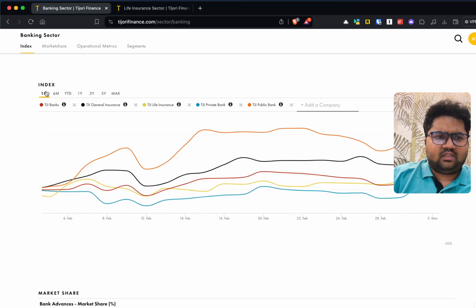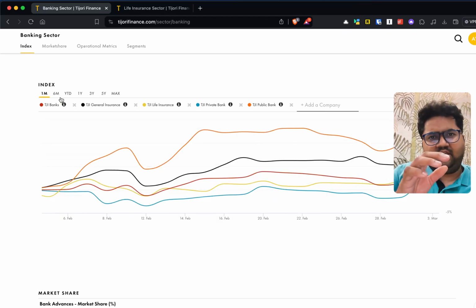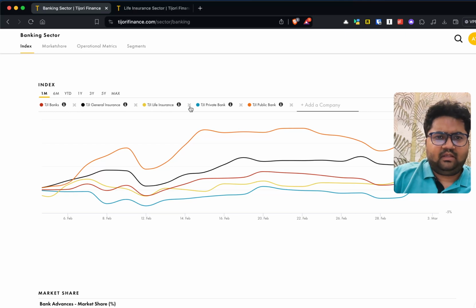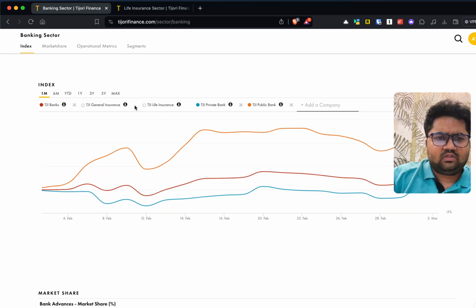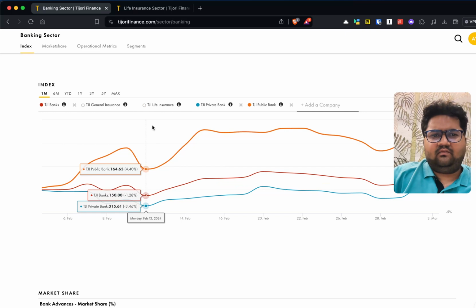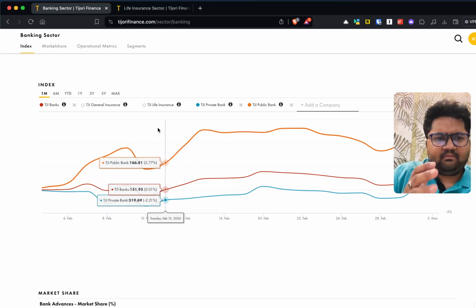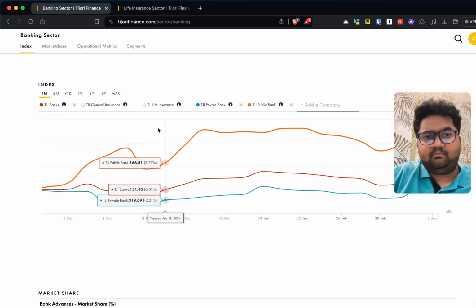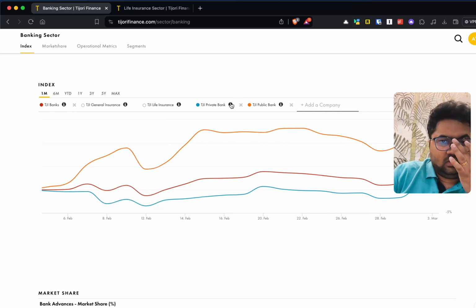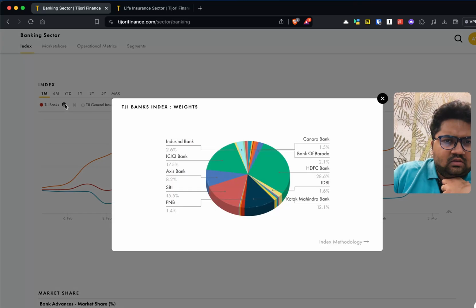Now, as I talked about in the previous video, they have created certain indexes, which are bank indexes, general insurance, life insurance, private bank, and public bank. So I'm going to remove the insurance pieces here and have only bank. So private bank, public bank, and banks in general. I'm pretty sure there's some sort of an overlap across, but let's see.